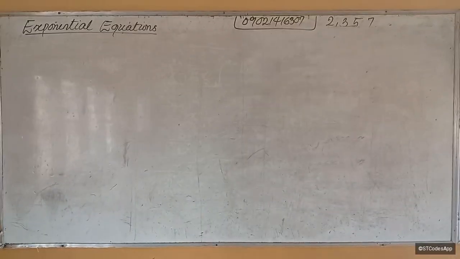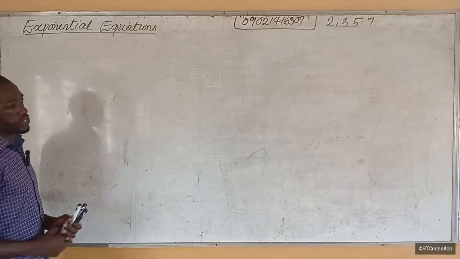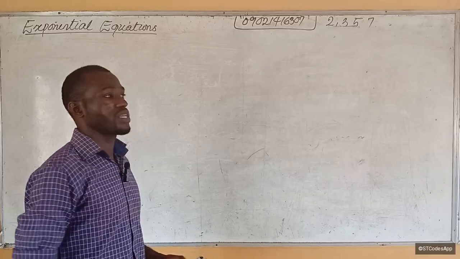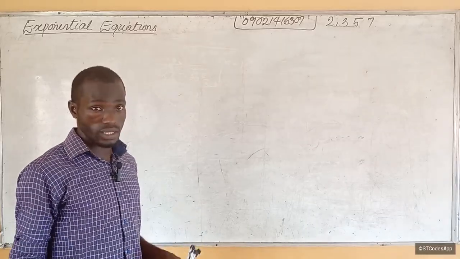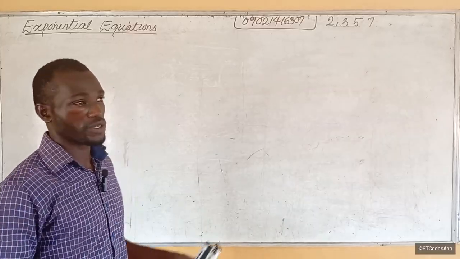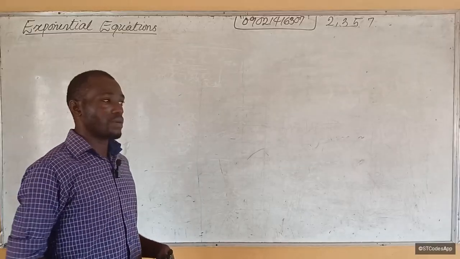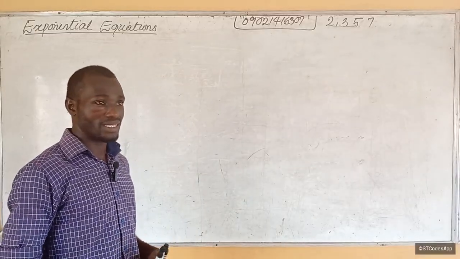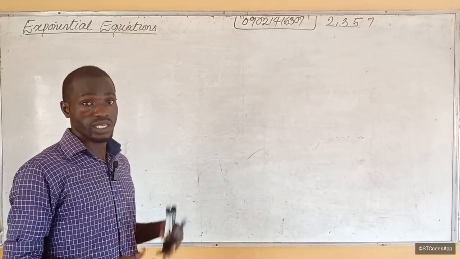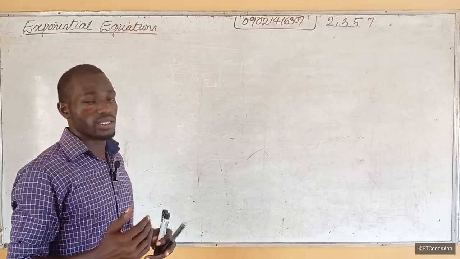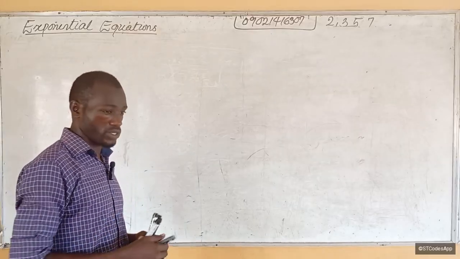So now, what are exponential equations? Exponential equations are just equations that include indices and have an equality sign, okay? So we call them exponential equations. We can always solve for a particular power when the unknown is a power. Do you understand? So if an unknown is a power, then it becomes an exponential equation.